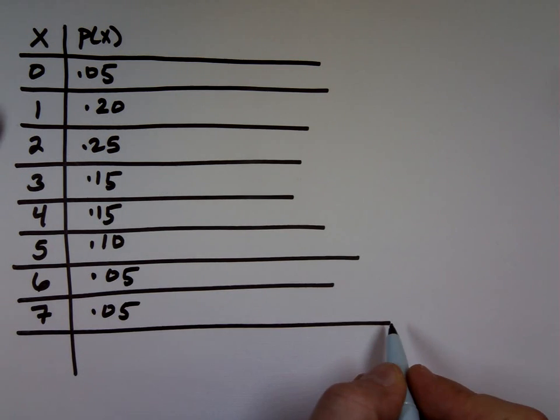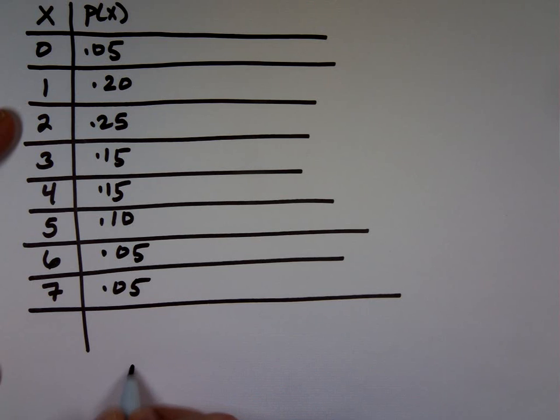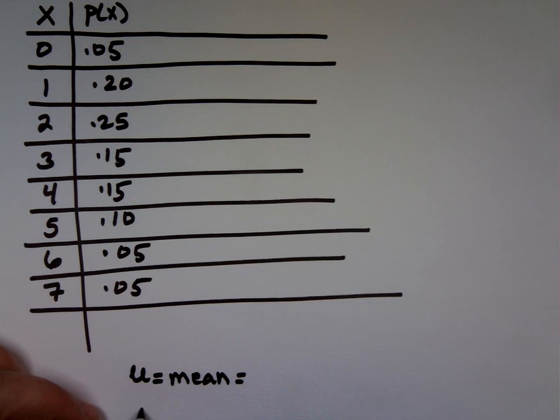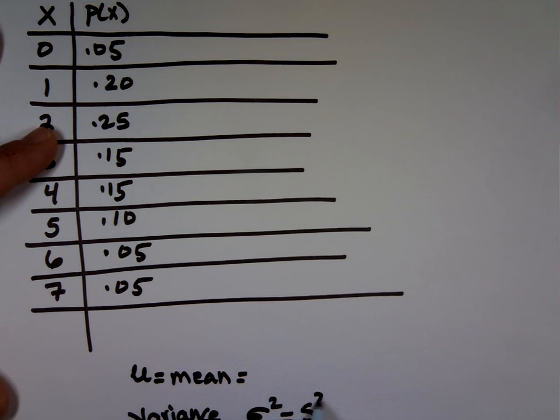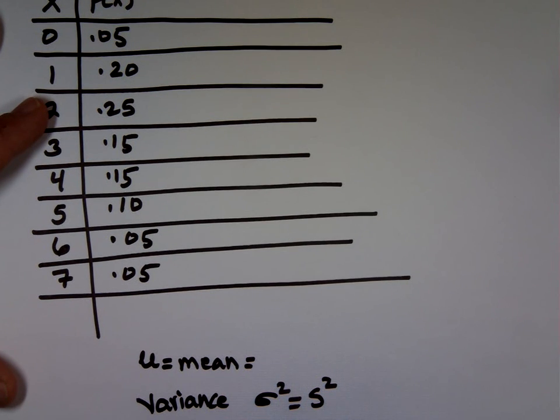In my job here, I need to figure out what the mean is. What is that equal to? And what is the variance? We'll say sigma squared or s squared. I didn't tell you if it's population or sample, so it could be either one. And the standard deviation.